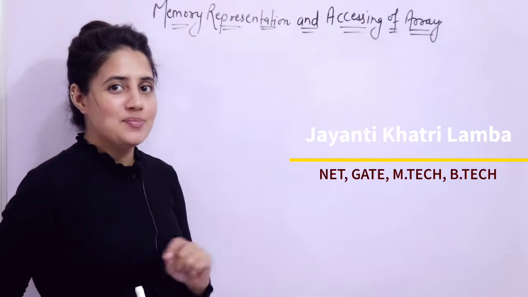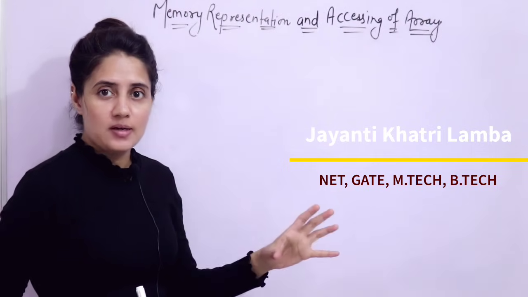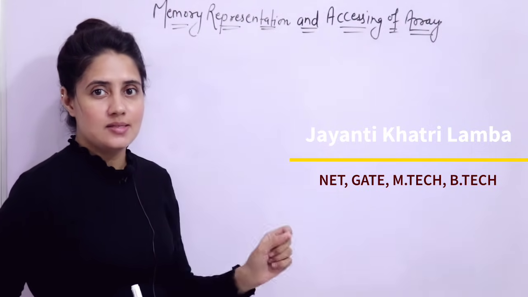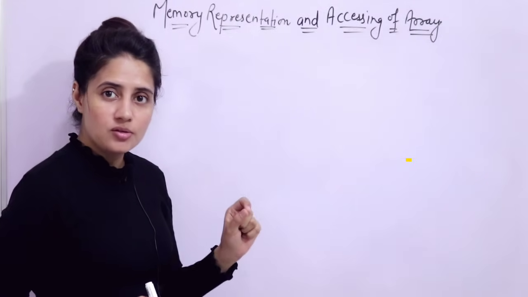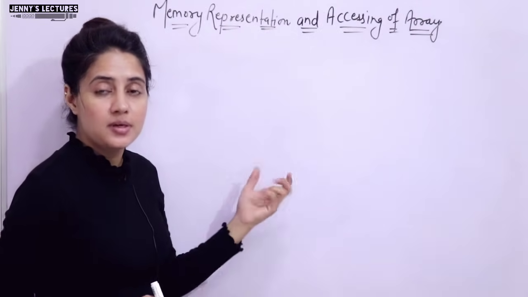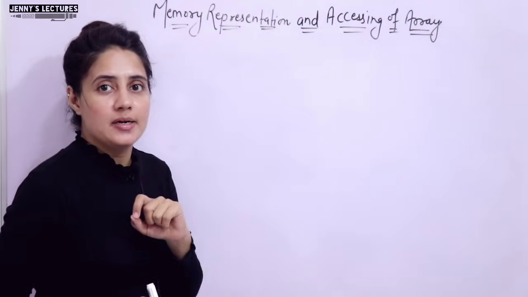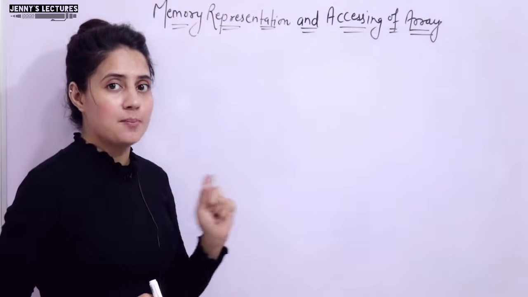In the series of learning C programming, we are discussing arrays in C. We have discussed declaration of arrays and initialization of arrays in C in the previous videos. In this video, I will talk about memory representation, how arrays are represented in the memory, plus accessing of array elements, how you can access the elements of an array. These two points with some examples.